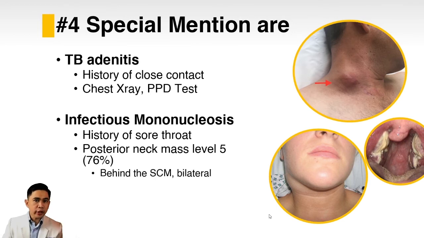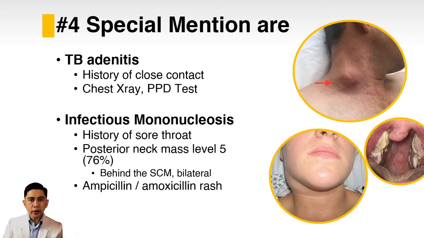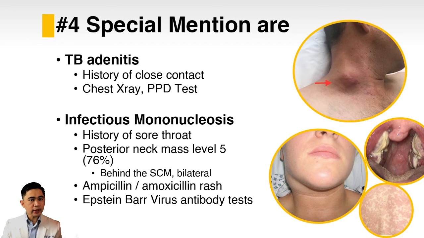One distinguishing feature of infectious mononucleosis is the appearance of an ampicillin or an amoxicillin rash. So when you give patients antibiotics like amoxicillin or ampicillin for an infection, they will have a rash, and this will clinch the diagnosis of infectious mononucleosis. Of course, the best test for infectious mononucleosis are antibody tests for Epstein-Barr virus. And the neck mass in infectious mononucleosis is usually around 3 to 6 weeks.